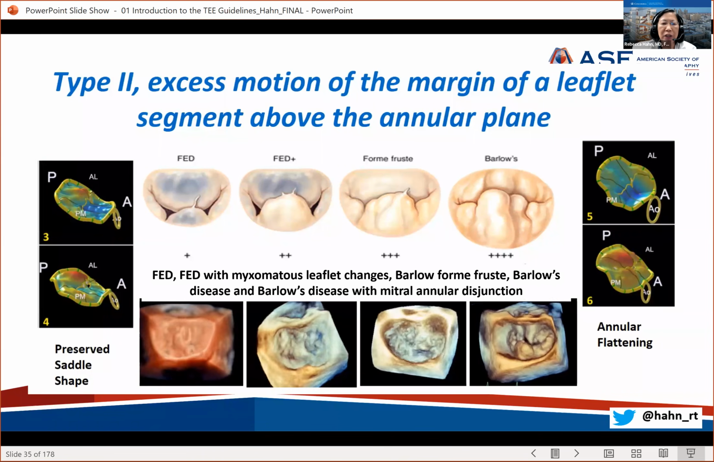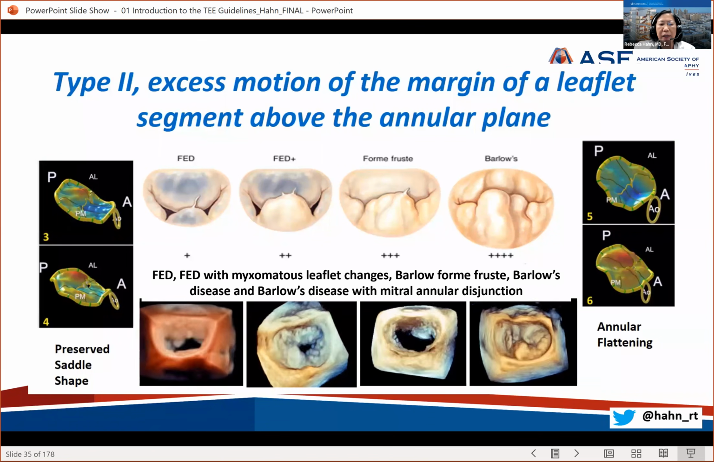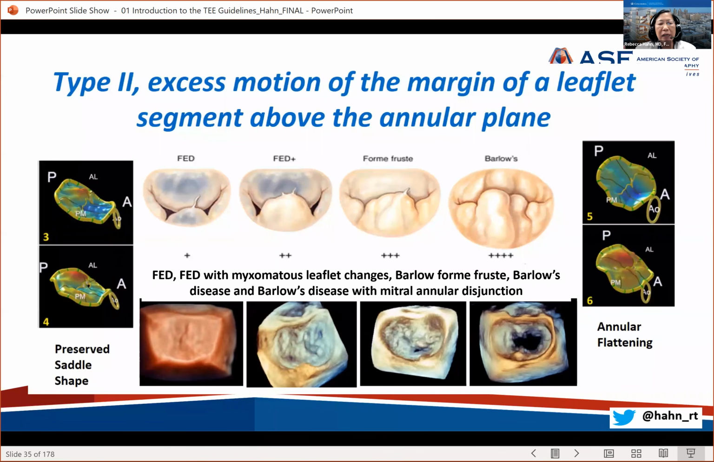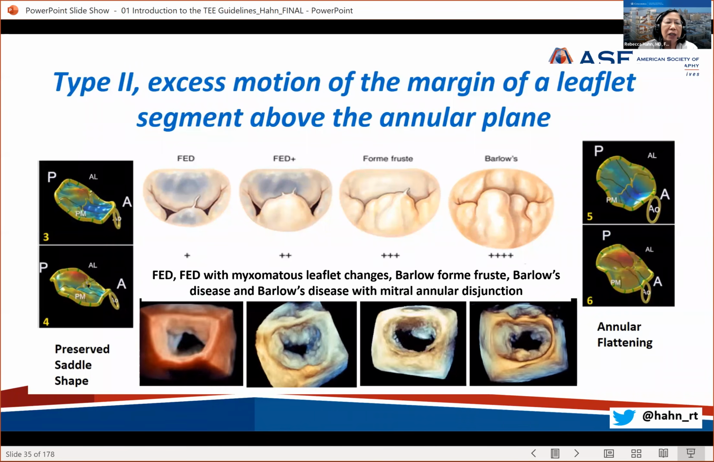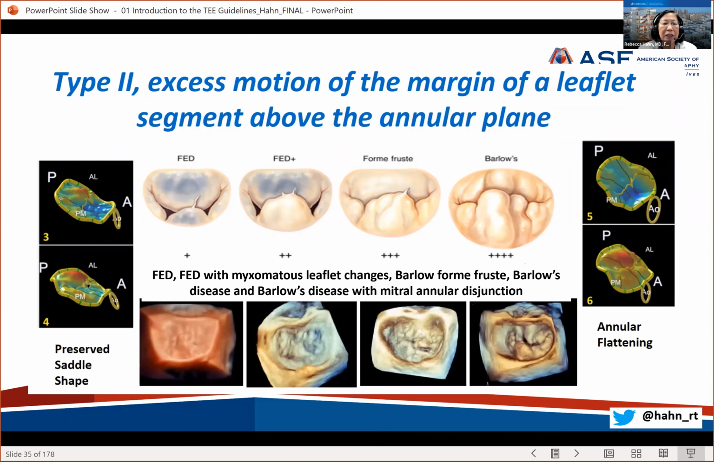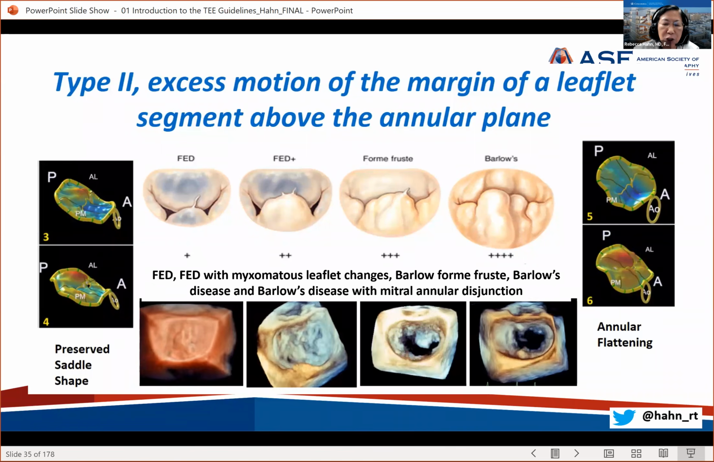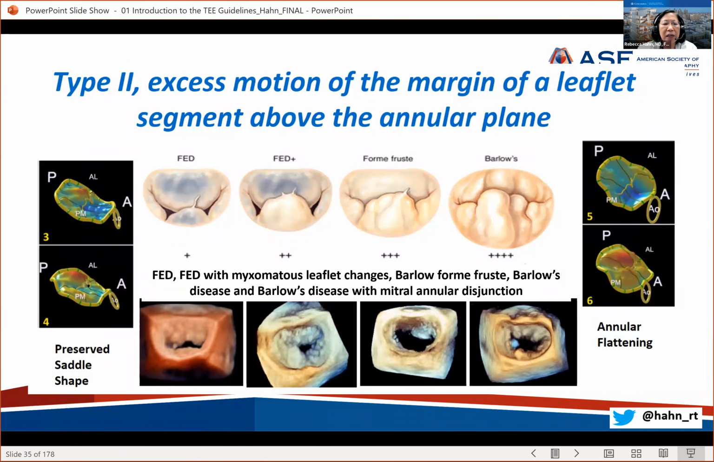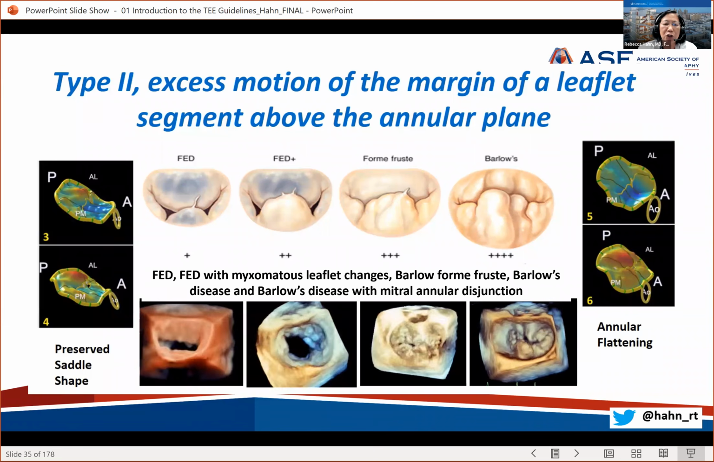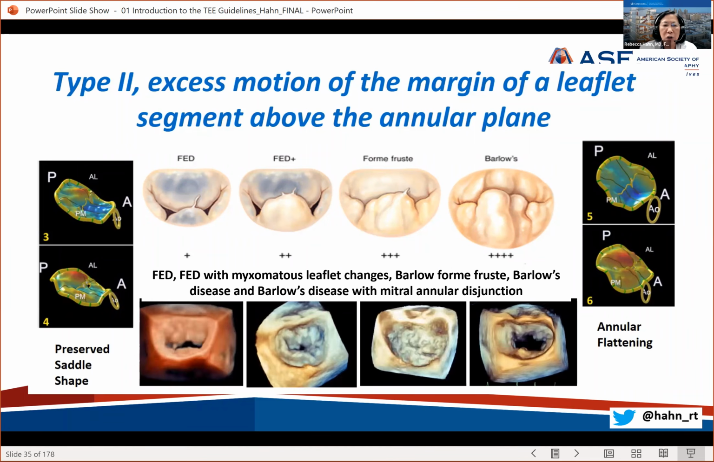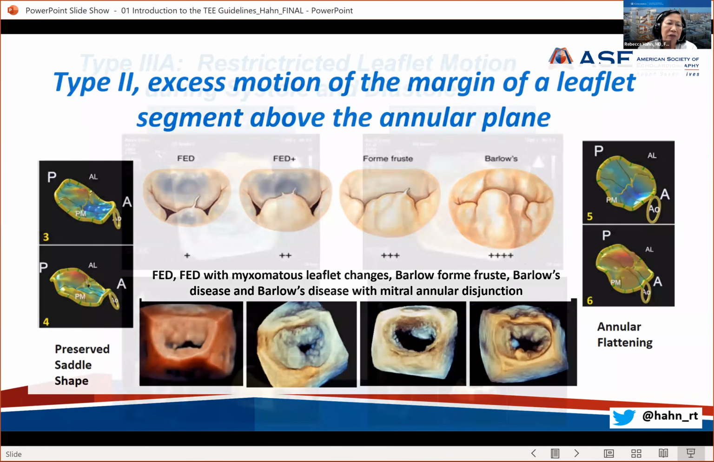Type 2 is excessive motion of the margin of the leaflet segment above the annular plane, so atrial to the annular plane, and that's your classic prolapse. And there's lots of different grades of prolapse and progression of the disease, from fibroelastic deficiency, or FED, which ends up occurring in the elderly and a little bit later in life, to the Barlow's, or the really, really myxomatous disease, which tends to occur in younger patients. But obviously FED with myxomatous changes, Barlow or forme fruste Barlow's, and mitral annular disjunction are all along a spectrum of the type 2 diseases where you have excessive motion.